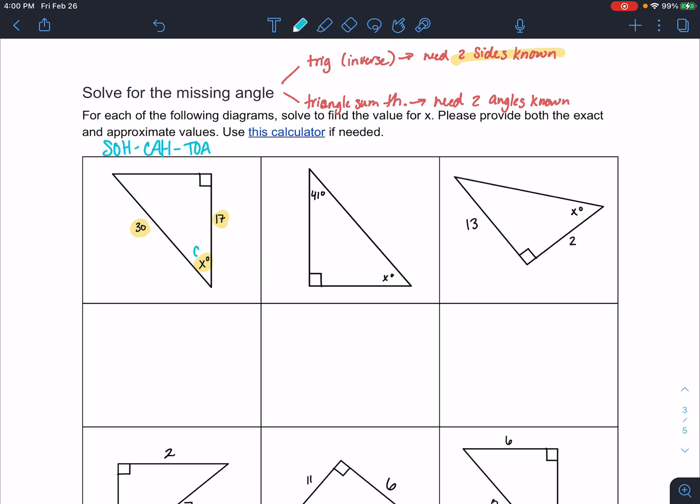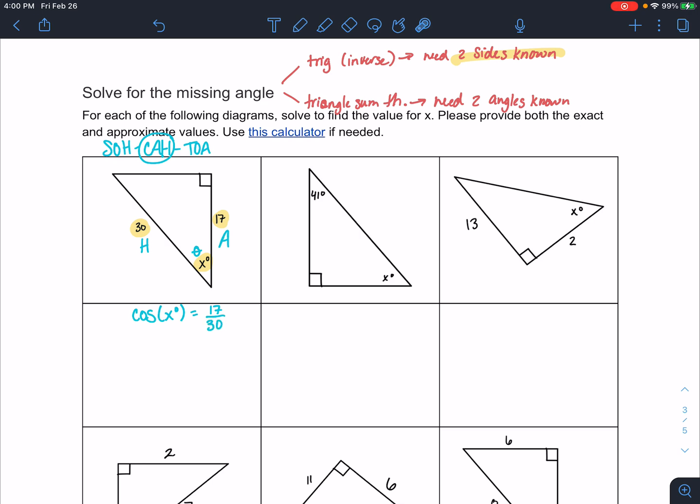So x is my theta. I have a side length that's not a leg at all. It is nowhere near that right angle, so that 30 is my hypotenuse. And I also have a side length that is touching that theta and that right angle, so that must be my adjacent side, which means I've got the CAH of SOHCAHTOA. So let's write my equation. Cosine of x degrees is equal to adjacent, which is 17, divided by hypotenuse, which is 30 in this case.